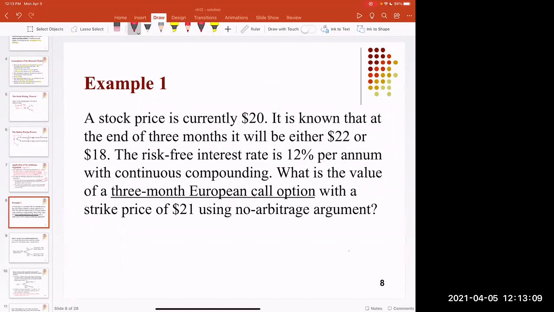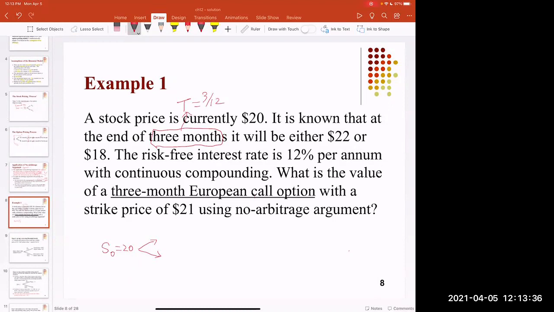So we have example 1. A stock price is currently 20. We can set up the binomial tree for stock first. Stock price is 20, that's time 0. And then time T. It is known that at the end of 3 months, so T is 3/12, that's the time to maturity.